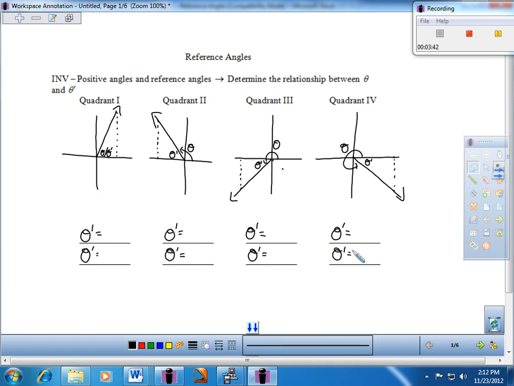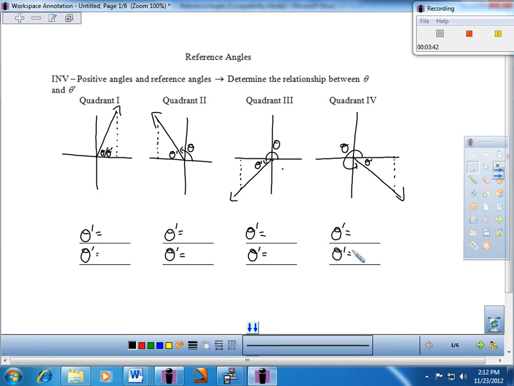All right, now the reason that there are 2 blanks is basically 1 for degrees and 1 for radians. And so what I'd ask you to do is just see if you can come up with this. If I gave you a theta, could you calculate theta prime for me in each of the 4 quadrants? Can you give me a little rule of thumb in each of the 4 quadrants? So pause and give it a try.